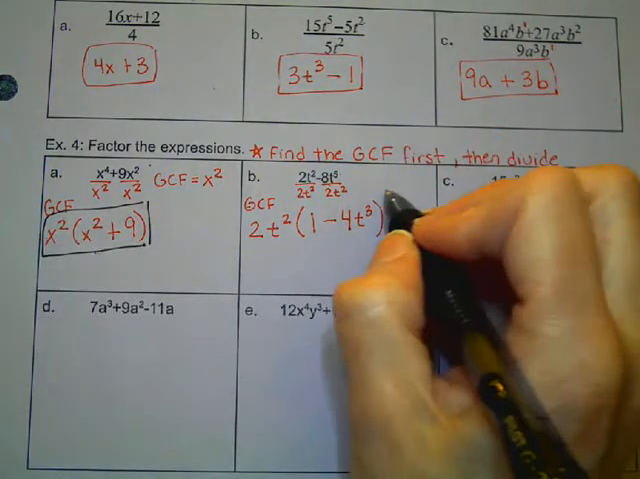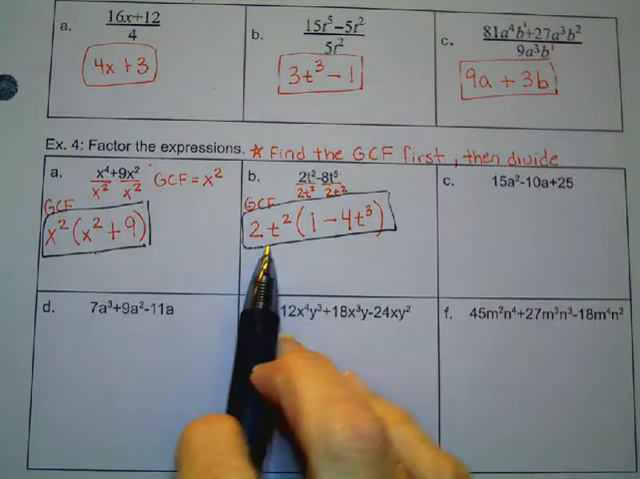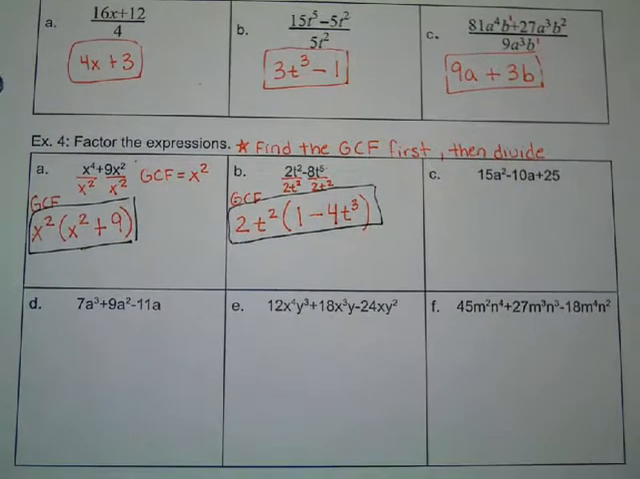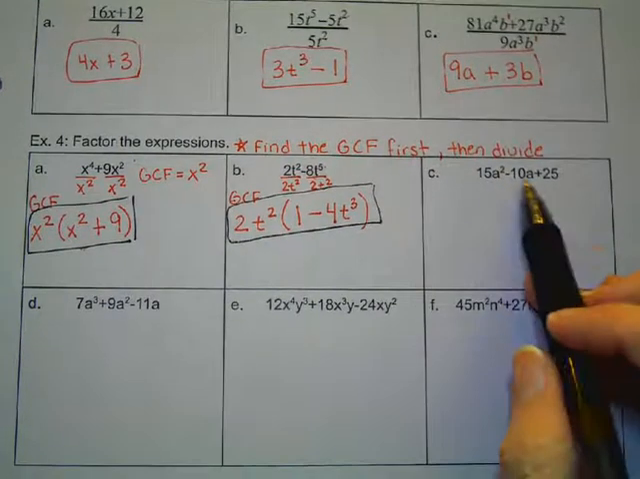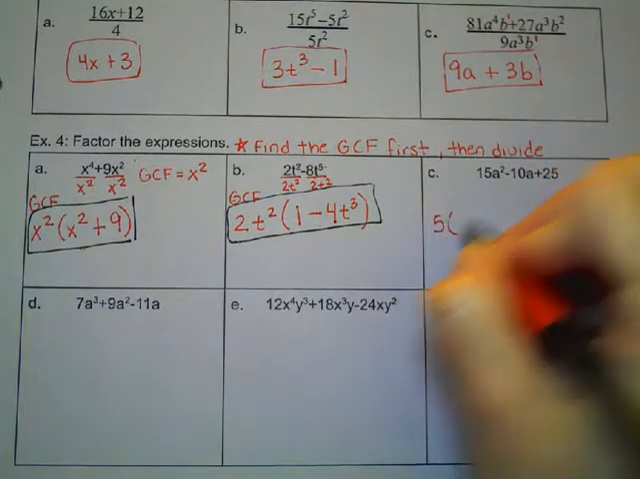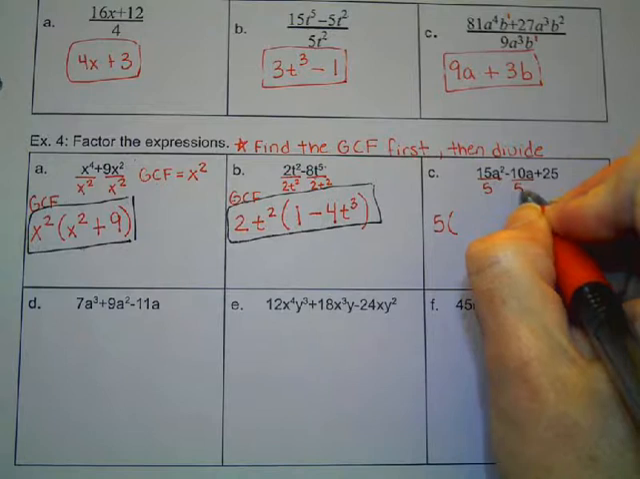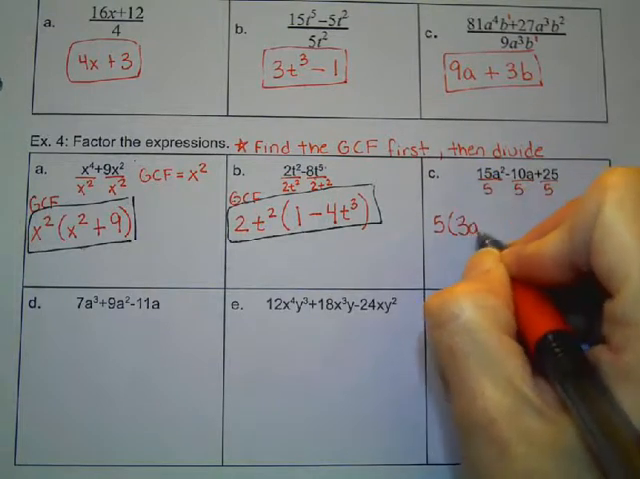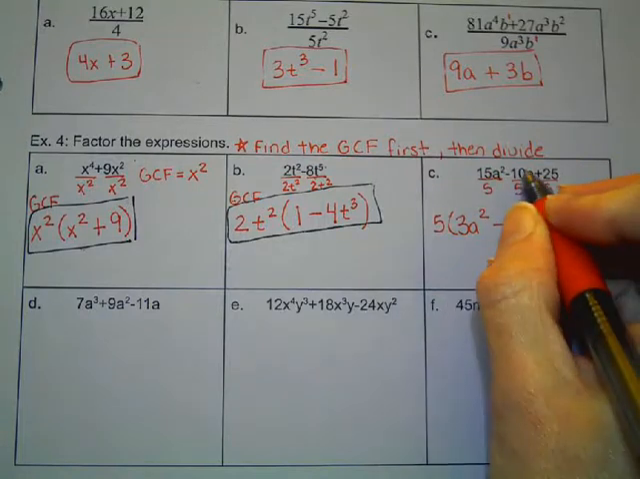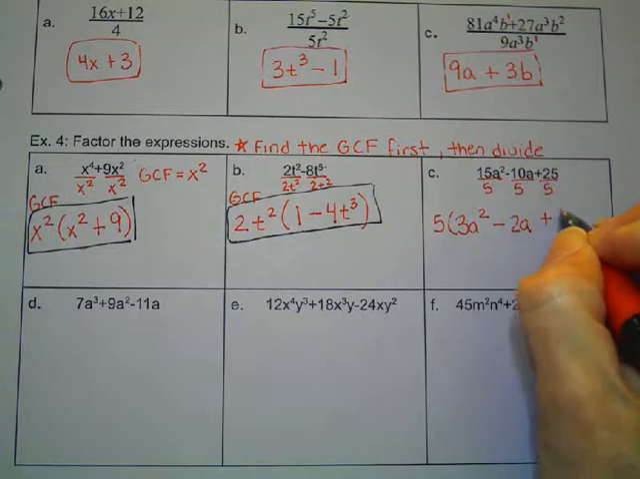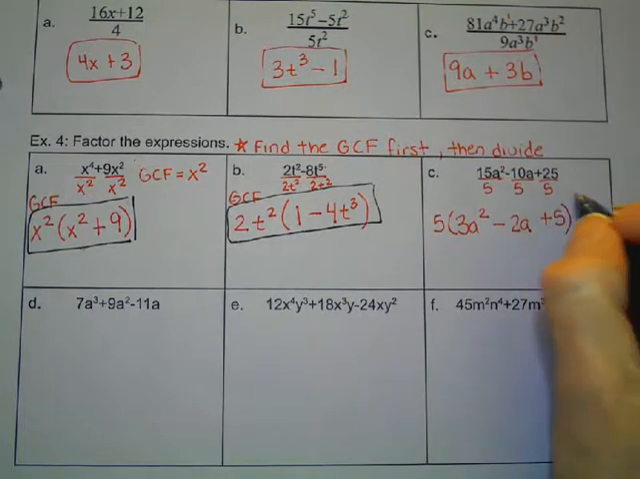So this whole thing represents the answer. You have to show the GCF, and you have to show what would be left if you divide it. This one, they all can be divided by the number 5, but they don't all have the letter a. So the only thing I can take out of this one is 5. I'm going to divide each of these by 5. So 15 divided by 5 is 3a squared. 10 divided by 5 is 2a. 25 divided by 5 is 5. Again, don't forget to include that GCF in front as part of your answer.